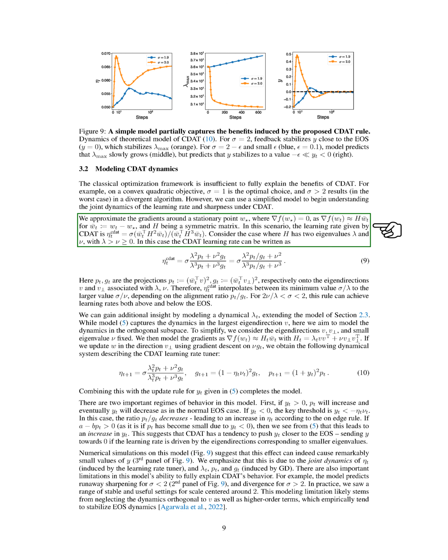When considering a scenario where the matrix H has two eigenvalues, denoted as lambda and nu, with lambda being greater than or equal to nu, the CDAT learning rate varies between a minimum value and a larger value based on the ratio of projections onto the eigendirections associated with lambda and nu. This learning rate adjustment mechanism allows for learning rates both above and below the expected overshooting (EOS) threshold.